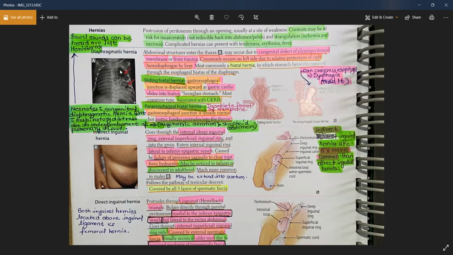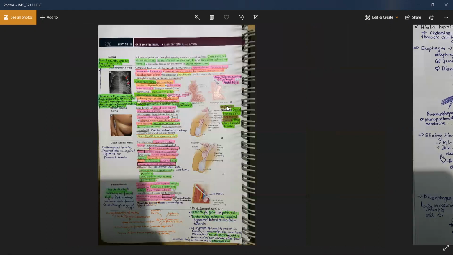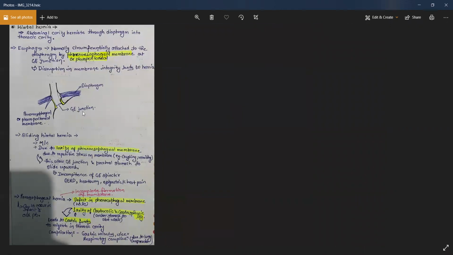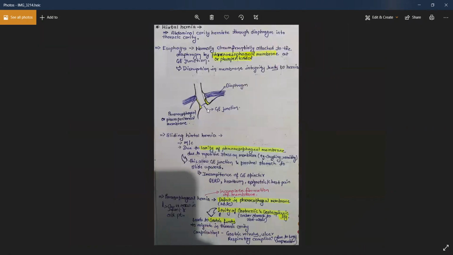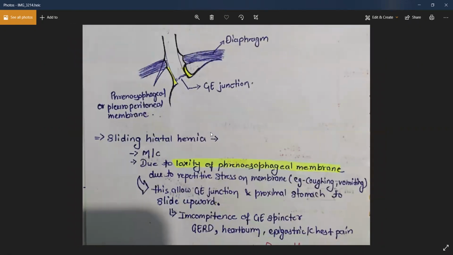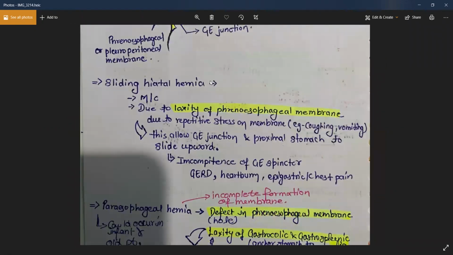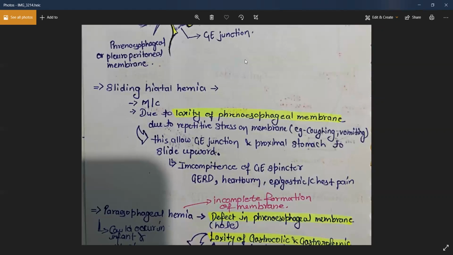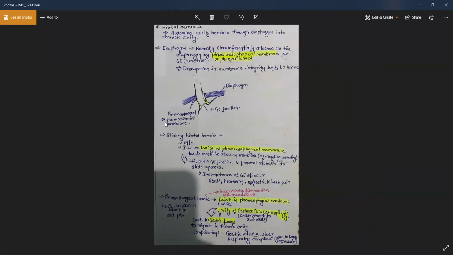So the first one is the diaphragmatic hernia. For that, you have two types of hernias. One is the sliding hiatal hernia. Second is the paraesophageal hernia. So two types of hernia for the diaphragmatic hernia: one is a sliding hiatal hernia, and second is the paraesophageal hiatal hernia.